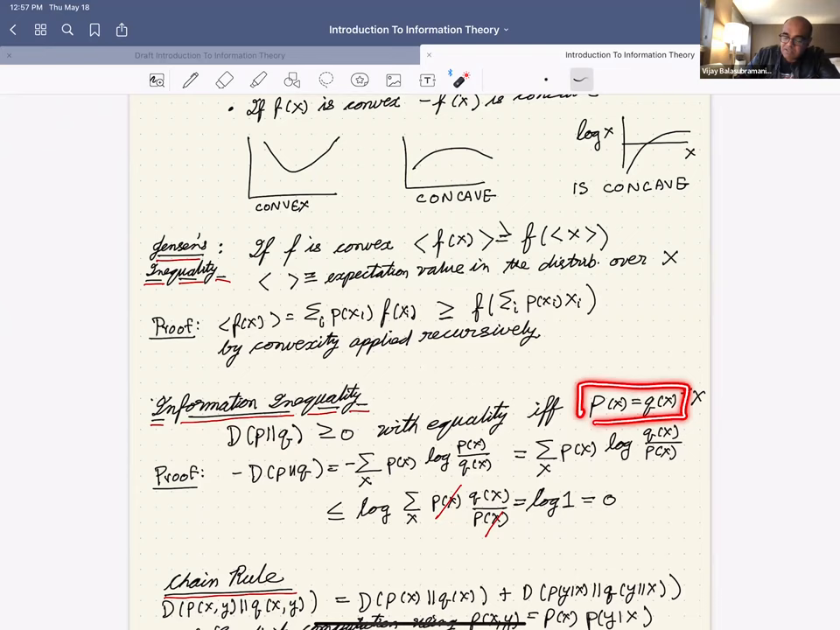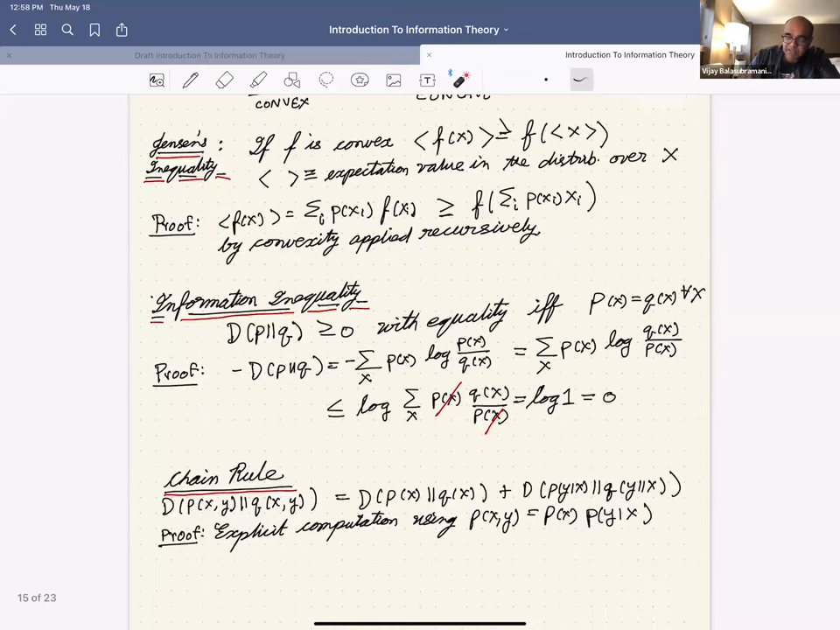I'm going to use Jensen's inequality to push the expectation value inside the log, recognizing that minus the log is a convex function, so log is a concave function. So I've pushed it in and got this inequality. Now the p's cancel, and this is log of the sum on x of q of x, which is 1, so you get log 1, which is 0. So we find that minus the relative entropy is less than or equal to zero, so the relative entropy is non-negative. That's a very important property.